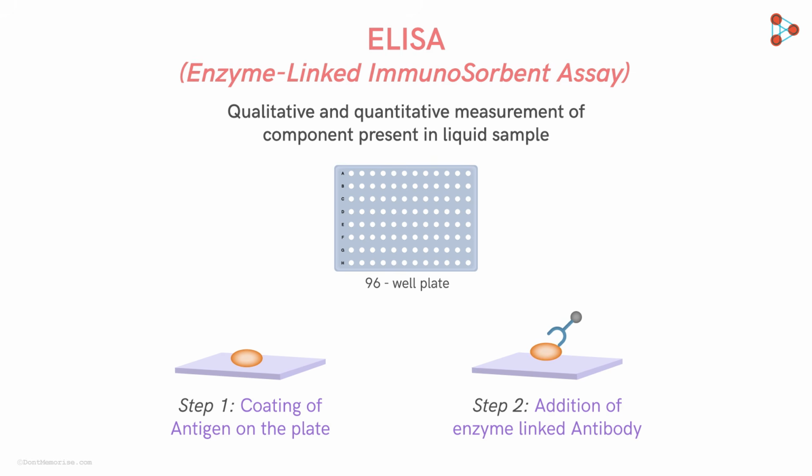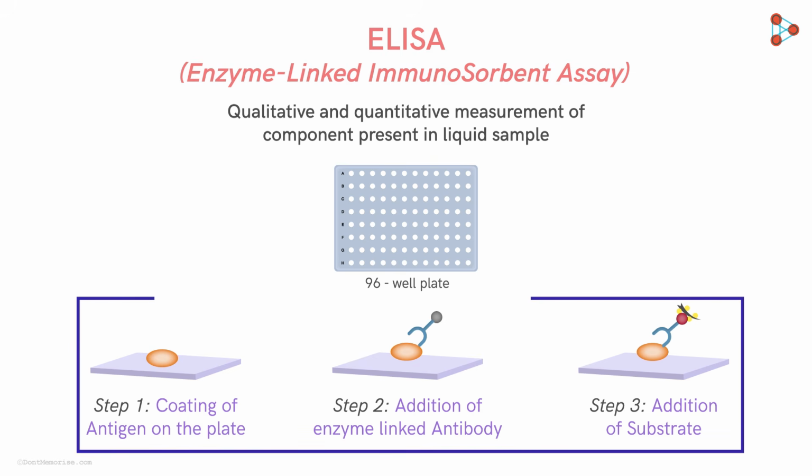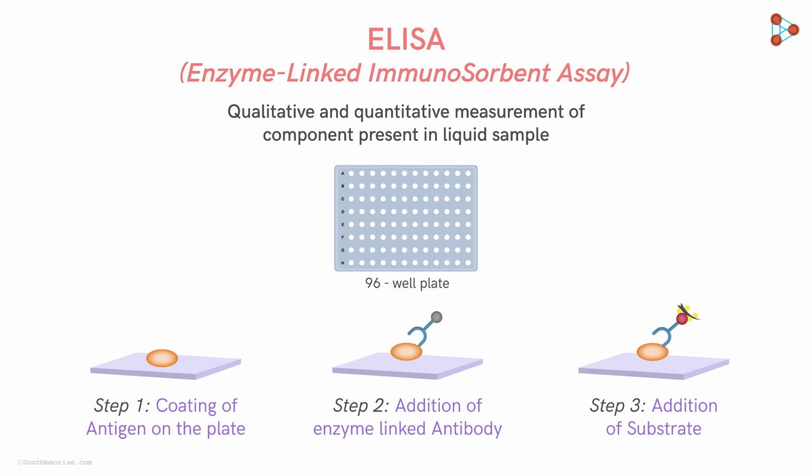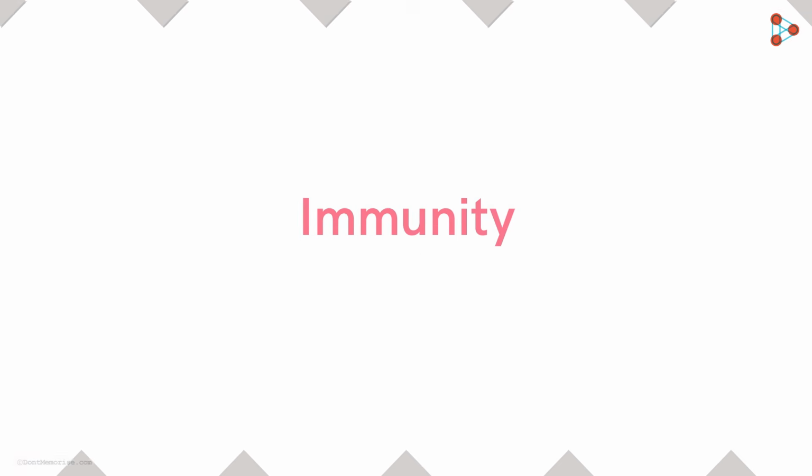And what will happen then? On adding the substrate at the end, the enzymes linked to the antibodies will bind to it and thus show a change in color. The intensity of color change helps detect the amount of the analyte we are looking for. This is just one type of ELISA which is known as direct ELISA. But we will restrict ourselves to this much as we will now deviate towards the concept of immunity.